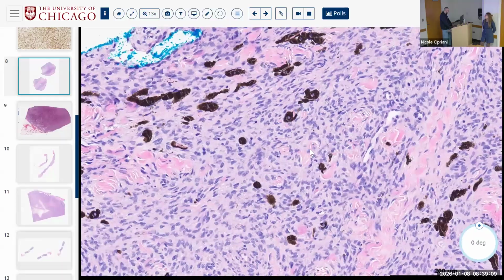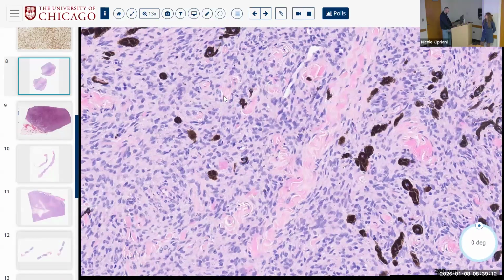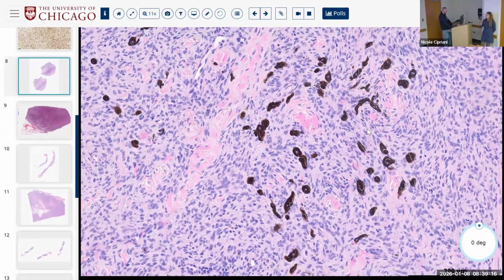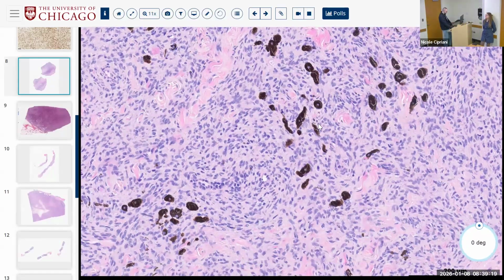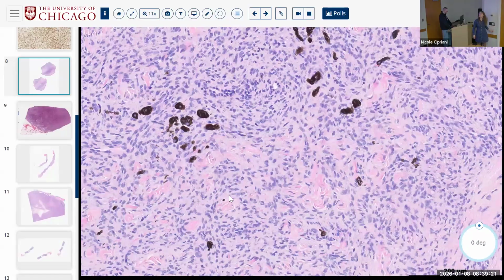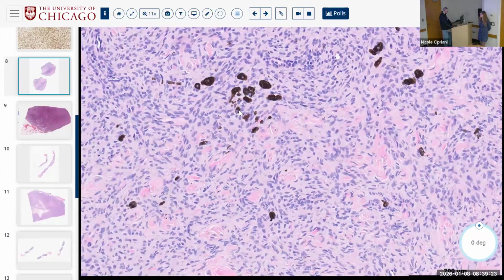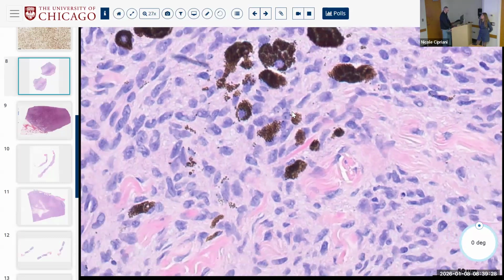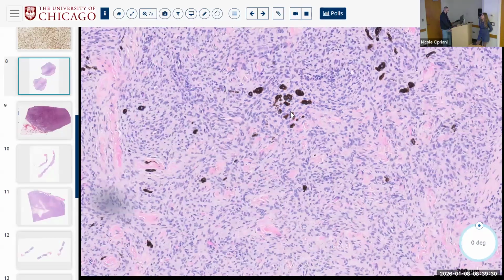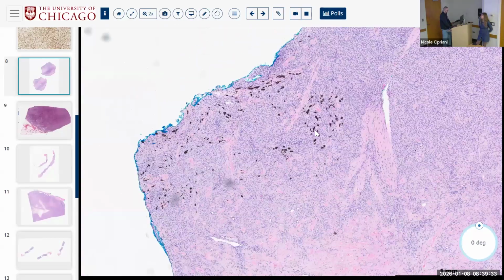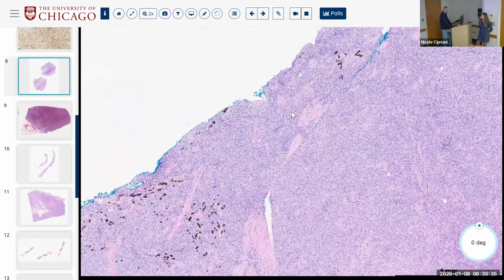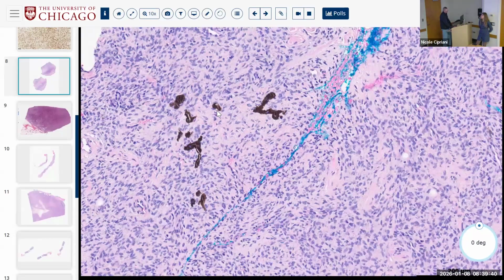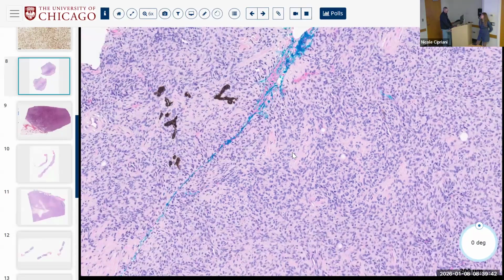Is this? I don't even know if these are cells, honestly. Oh, they are cells. They've got nuclei. These are melanophages. Okay, interesting that you have melanophages this far down.